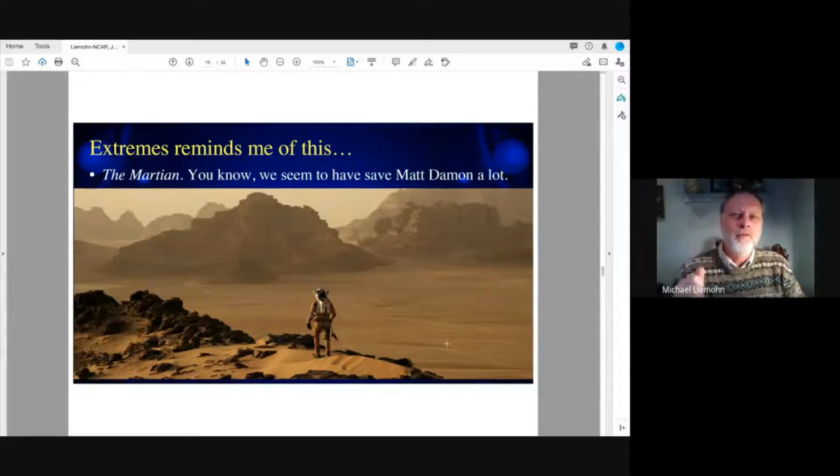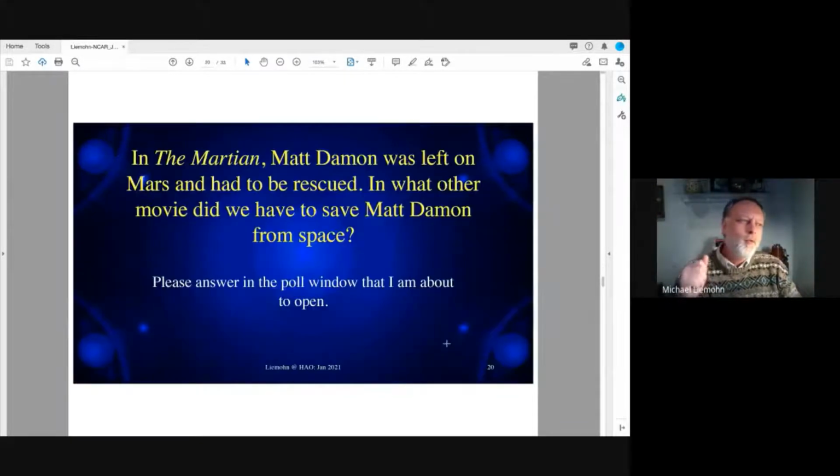I have another poll for you. In what other movie did we leave Matt Damon in space, and did we have to save Matt Damon from space? So we should have another poll open, and let me go over and click on the poll. Poll 3 should be live, and your 4 choices are Thor Ragnarok, Saving Private Ryan, Interstellar, and Ocean's 14.